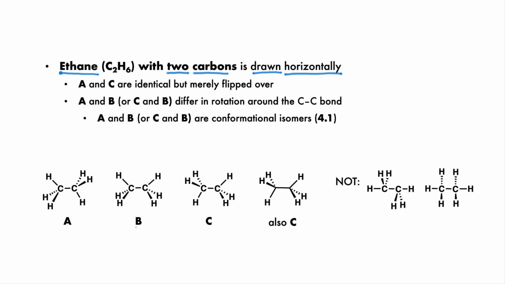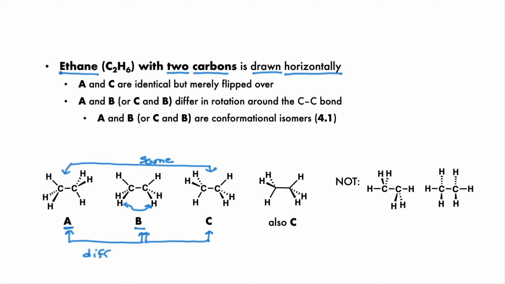Not all of these representations are identical. In B, the hydrogens are all lined up, but in A, they are not. A and C are identical to each other, but just flipped over. A and B, or B and C, differ by rotation around the central carbon-carbon bond. These subtly different rotations are called conformations and will be studied in topic 4.1.